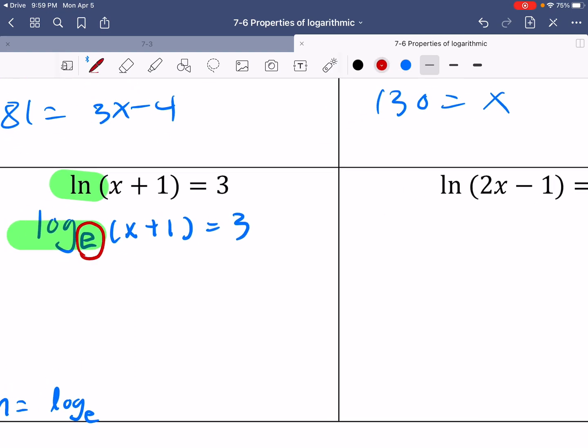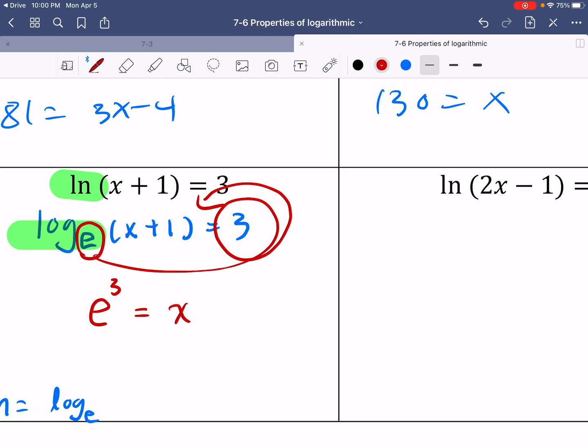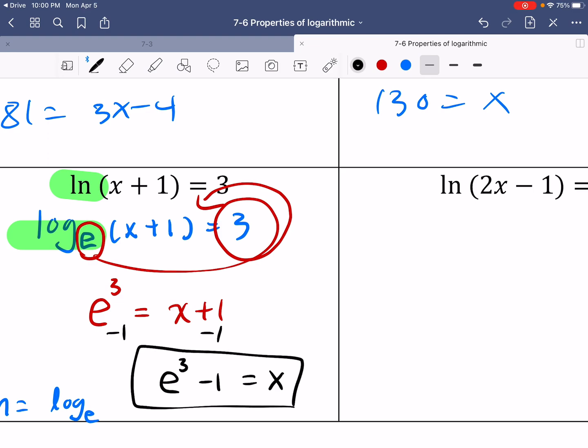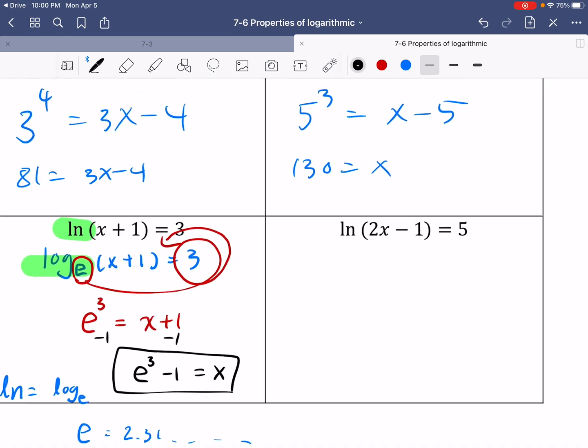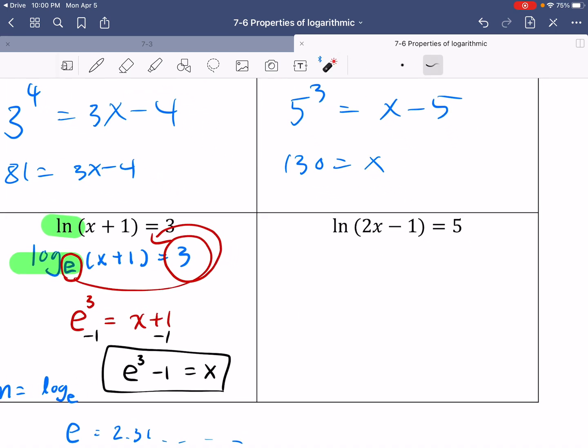You just circle the base, you do a beautiful curve, so you're gonna get e to the 3rd power equals x plus 1. And if you subtract 1 both sides, you're gonna get e to the 3rd power minus 1 equals x. Alright? So when it comes to e, you cannot really get exact numbers, so you will leave the answer like this. Now try this question by yourself.